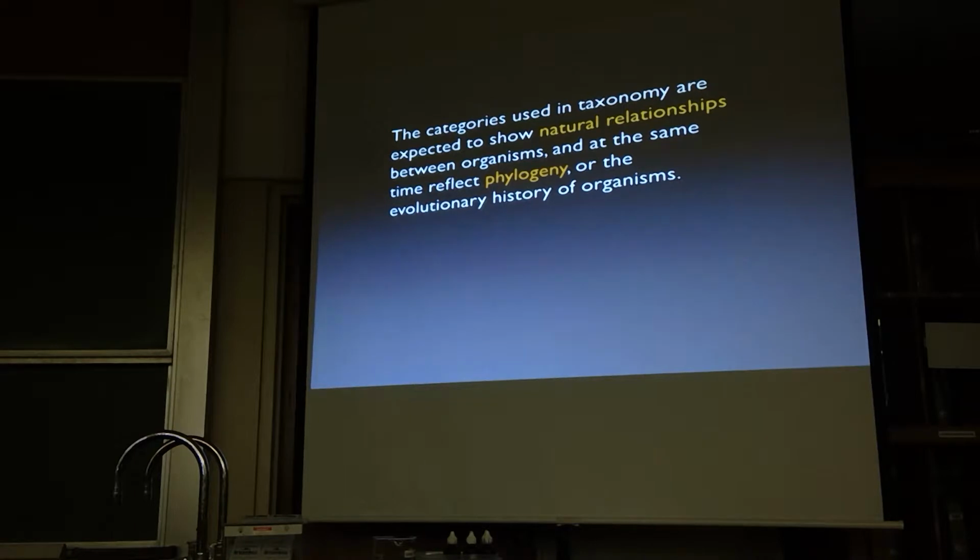The other thing about taxonomy is taxonomists try to put organisms into categories that show phylogeny. This is really tricky. Phylogeny is evolutionary history. What kind of organism gave rise to another kind of organism? This has changed quite a lot over time, again, because we have different ways to investigate organisms. So phylogeny is evolutionary history.